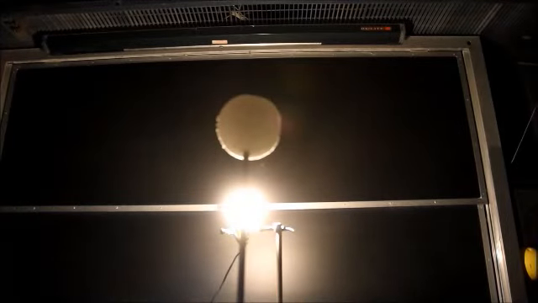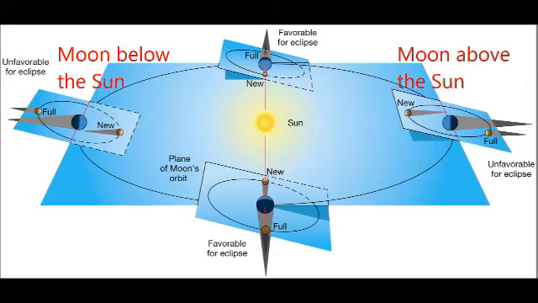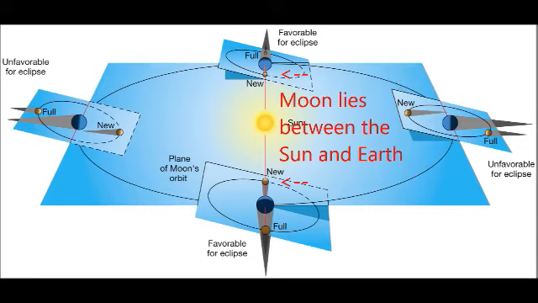You may have noticed something. Here, the moon appears above the sun. And this actually happens in the sky. The moon is usually found either above the sun or below the sun. This is because the moon's orbit around the Earth is tilted by about 5 degrees relative to the Earth's orbit around the sun. And this means that the moon is usually seen either slightly above or slightly below the sun. But sometimes the moon lies directly between the sun and Earth. Let me show you what that looks like.